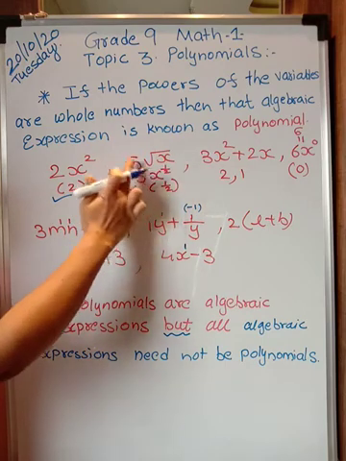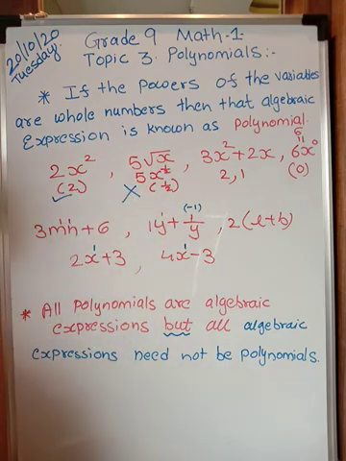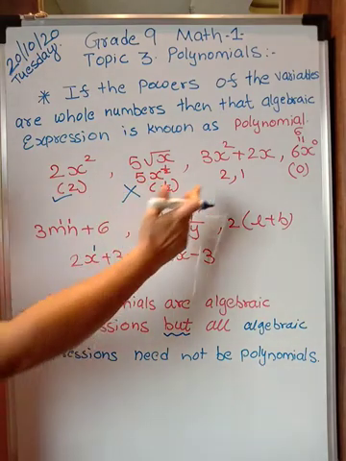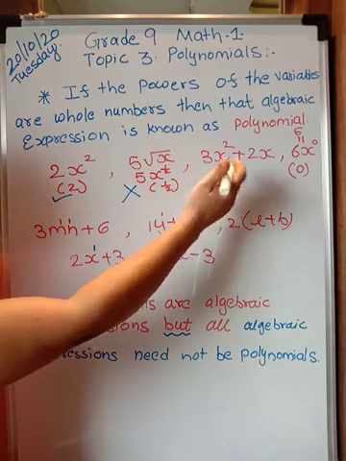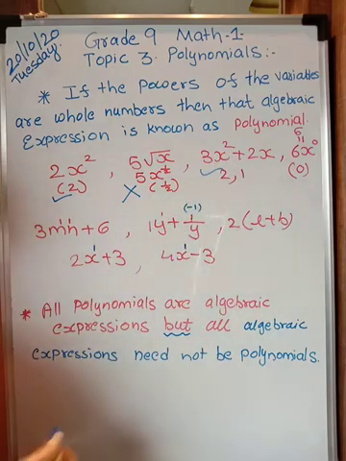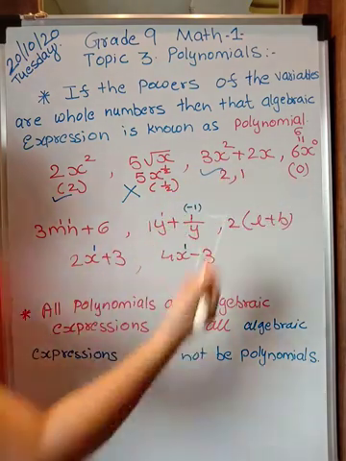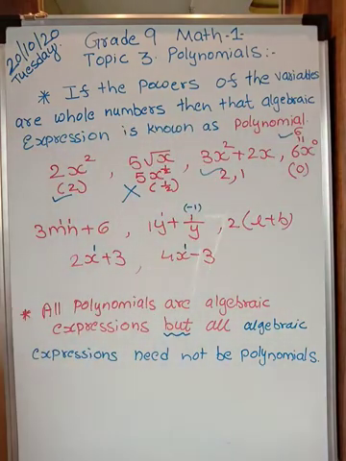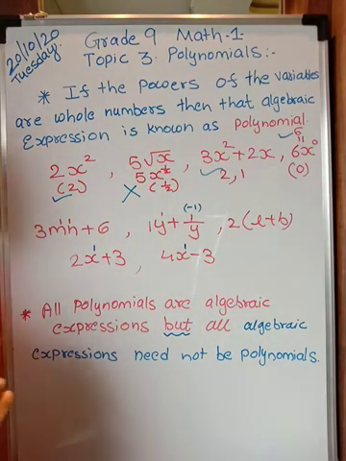This is an algebraic expression, but it is not a polynomial because the power of the variable is not a whole number. Are you understanding? Here, what are the powers of the variables? 2 and 1 are whole numbers, so this is a polynomial. Is 0 a whole number? Yes. So only 6 is also a polynomial. But it doesn't have any variable. No. So we can call it a constant polynomial. This is a constant polynomial.